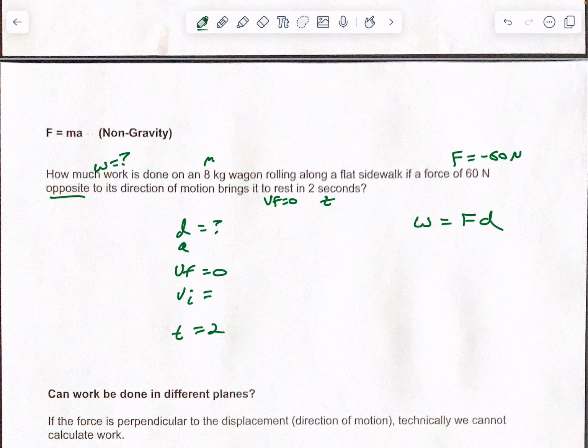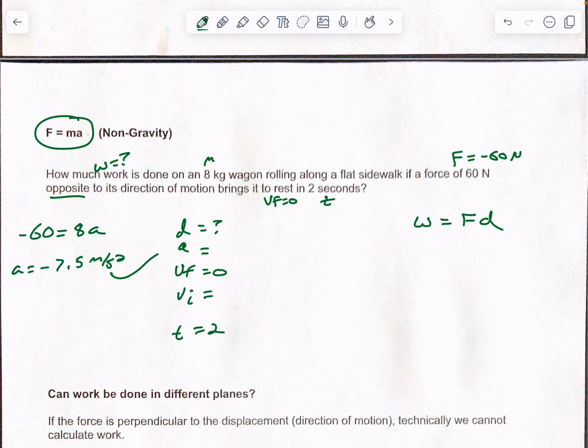So this means we do not have enough to do the kinematic equation. This is about as far as these problems get. So let's go back up to this equation right here. F equals ma. Do I have a force? Yeah. Do I have a mass? Yeah. So I can use that. So F equals ma, so negative 60 equals mass 8 times a. We're going to divide both sides by 8, and I'm going to get an acceleration of negative 7.5 meters per second squared.